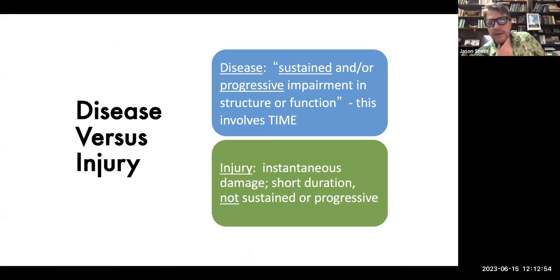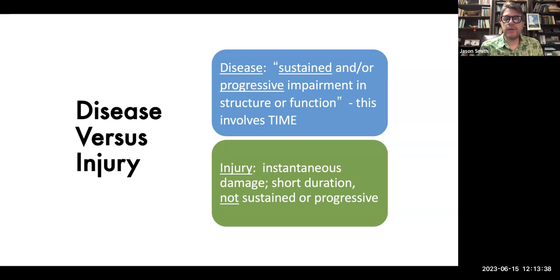So, disease versus injury. Disease is described as a sustained and/or progressive impairment in structure or function. And this involves time. The important way to think about this is that disease really involves the interaction between a causal agent and the host. There's this back and forth going on between them that leads to the development of symptoms. The pathogen is infecting the host, it's causing damage, the host is trying to respond, and the host is usually defending itself in one way or another. And over time, that leads to the development of symptoms, which you see.